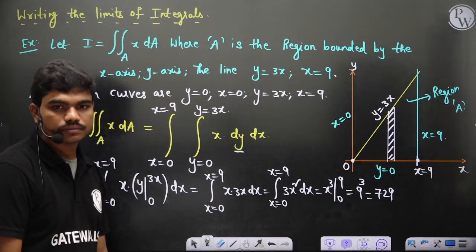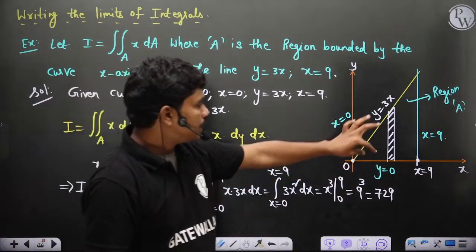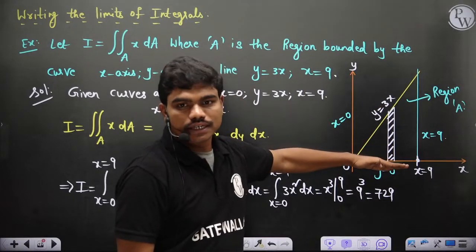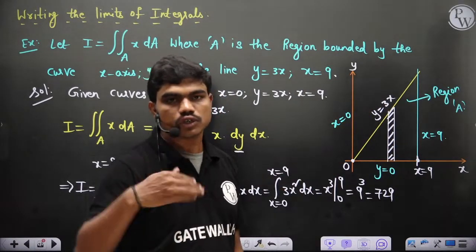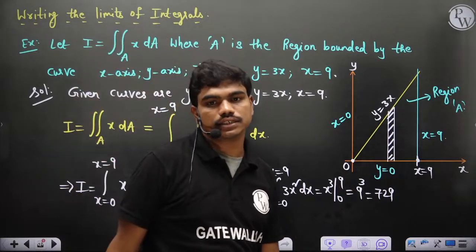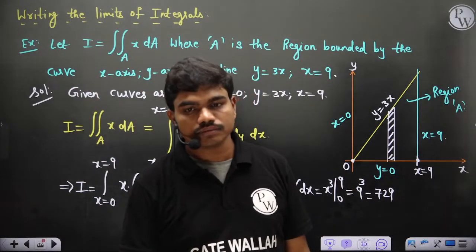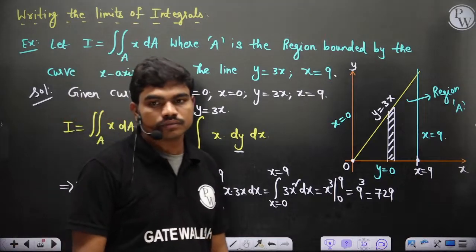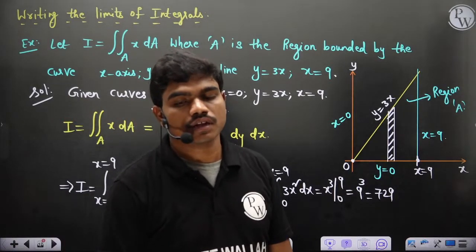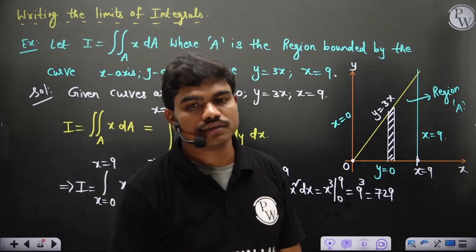Wherever you move, it's always bounded by this orange curve, which is y equal to 0, and always bounded by this yellow curve, which is y equal to 3x. So 0 to 3x is the change in y at any given location. That's why the y limits go from 0 to 3x. Is this clear?